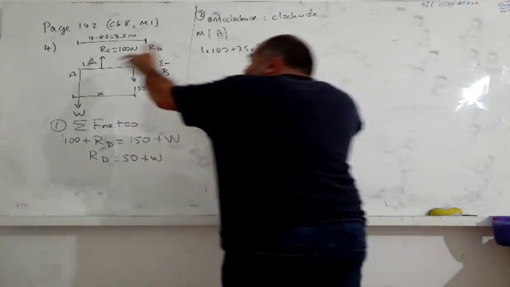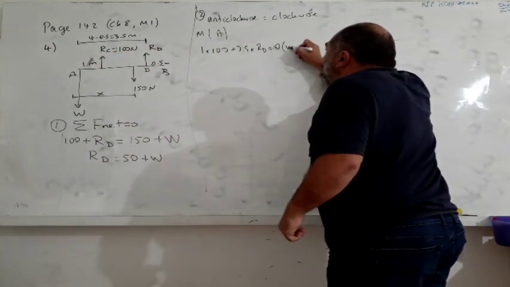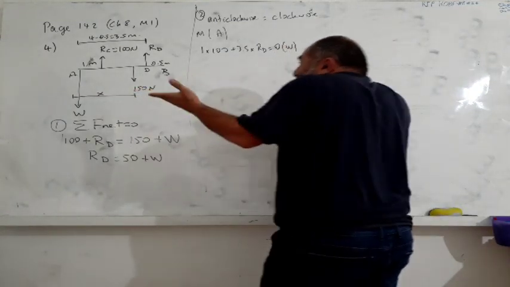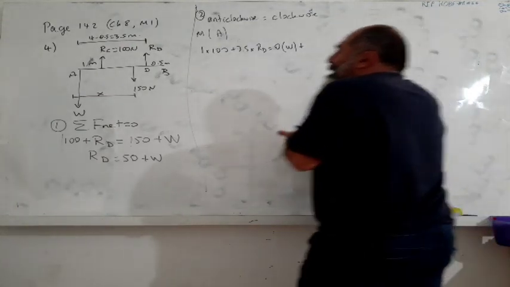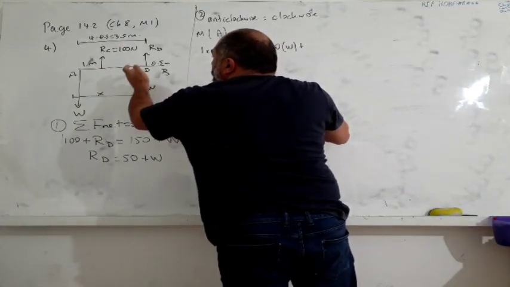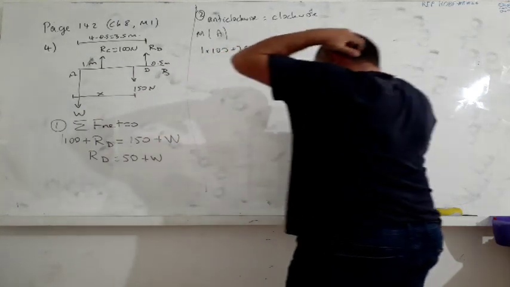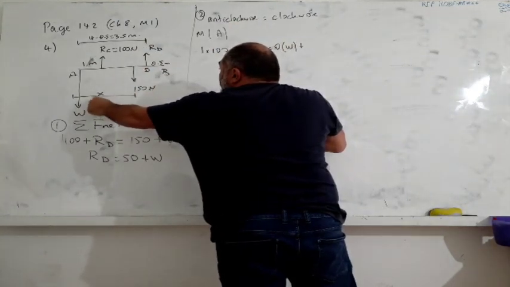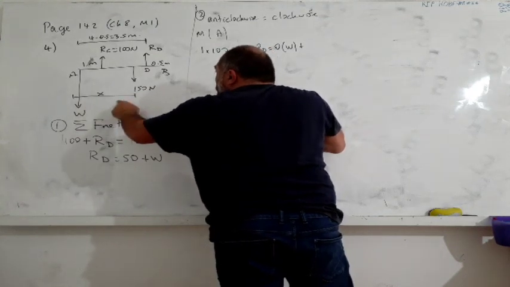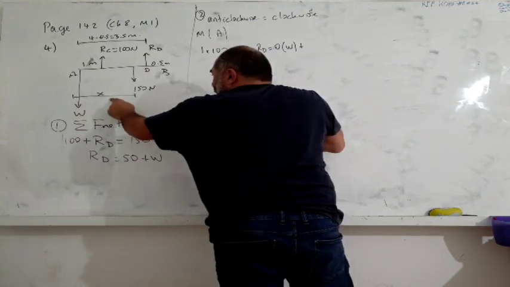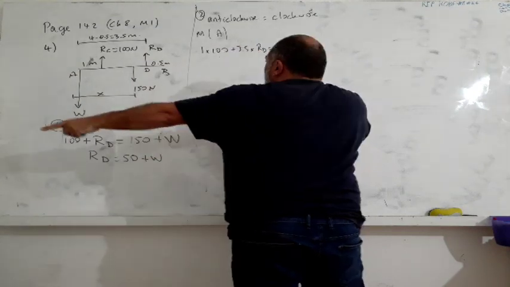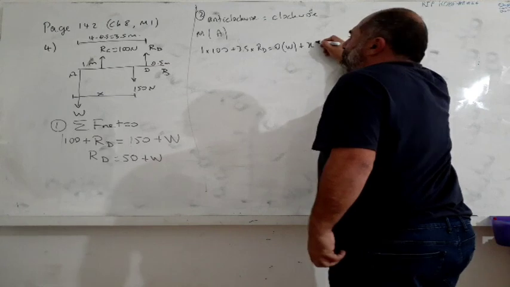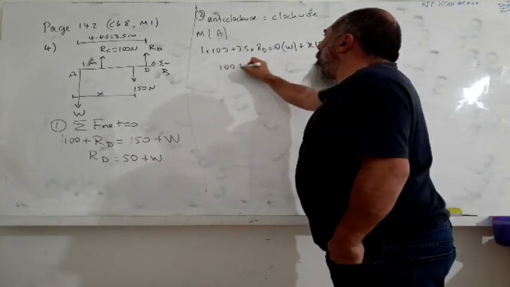Plus, what is the distance from A to the center of mass? It is X. It is not at the midpoint because this is not a uniform rod. It is a non-uniform rod, and the distance from A to the center of mass is given in the question as X times 150. So 100 plus 3.5 RD is equal to 0 times W is 0, 150X.